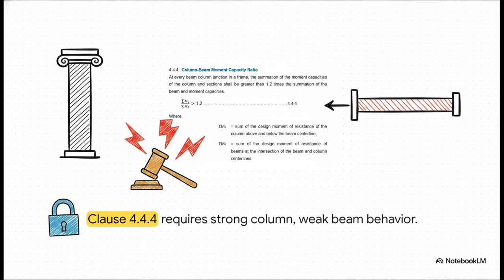Here is the actual text from Clause 4.4.4 of the Ductile Detailing Code. This is the exact mathematical inequality every single column and beam intersection in our model has to satisfy. It's not a polite suggestion, right? It is a rigid, uncompromising legal code requirement for earthquake resistance.